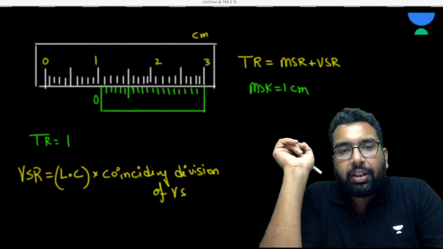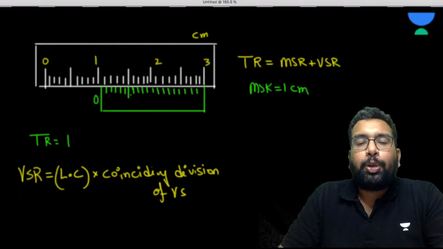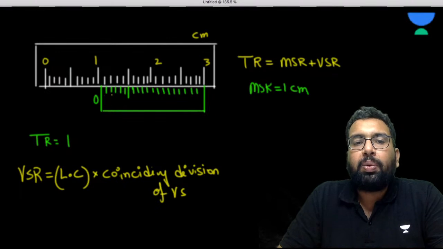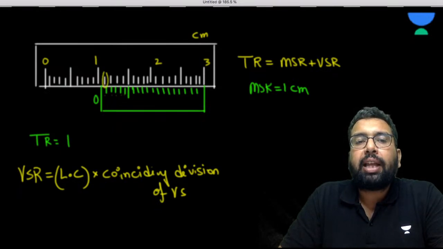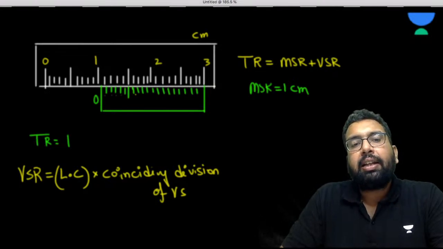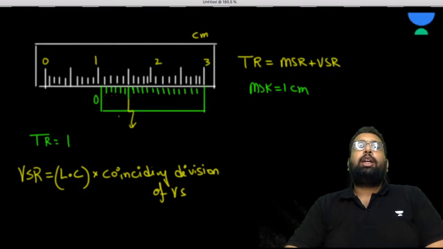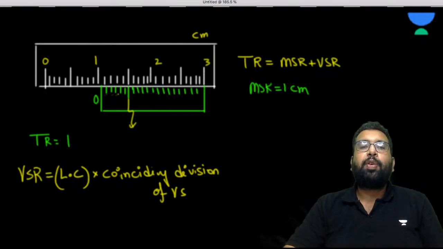Now, when you see the divisions of the Vernier scale, you have to count them. So this is 1, 2, 3, 4, 5. Now you see the coinciding division. What do you mean by coinciding division? Observe this and this: not in line. This and this, not in line. But if you see this one, you see that this is coinciding. So you have to count it: 1, 2, 3, 4, 5, 6.